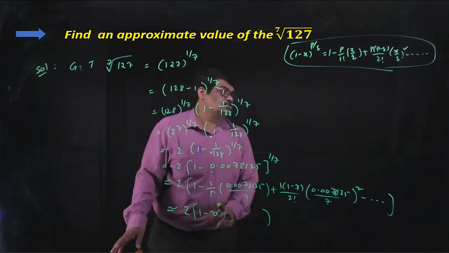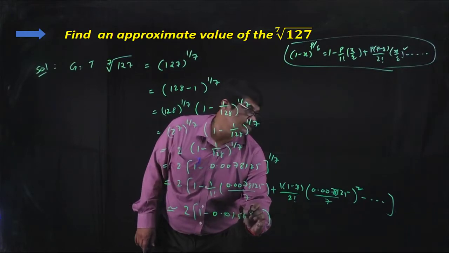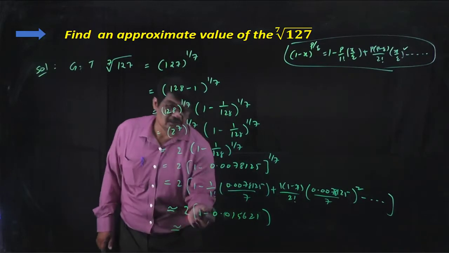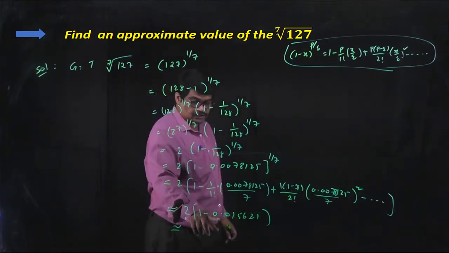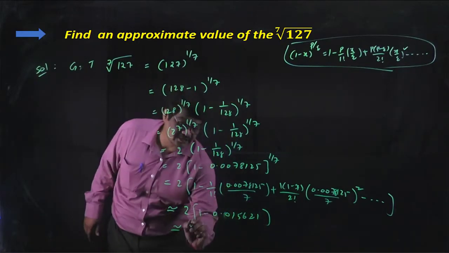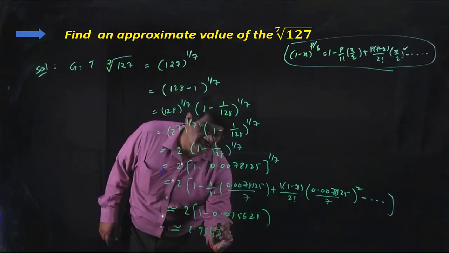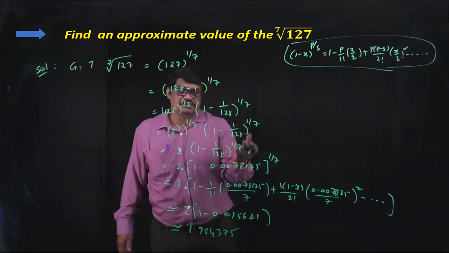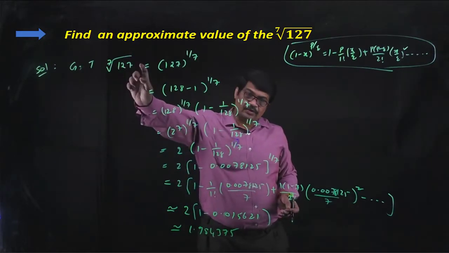That is 0.01561. Now we are multiplying this. This is 2 into 1 minus 0.01561. Now we are simplifying. After simplifying, we are getting the value 1.984375. So this is the approximate value of the 7th root of 127.